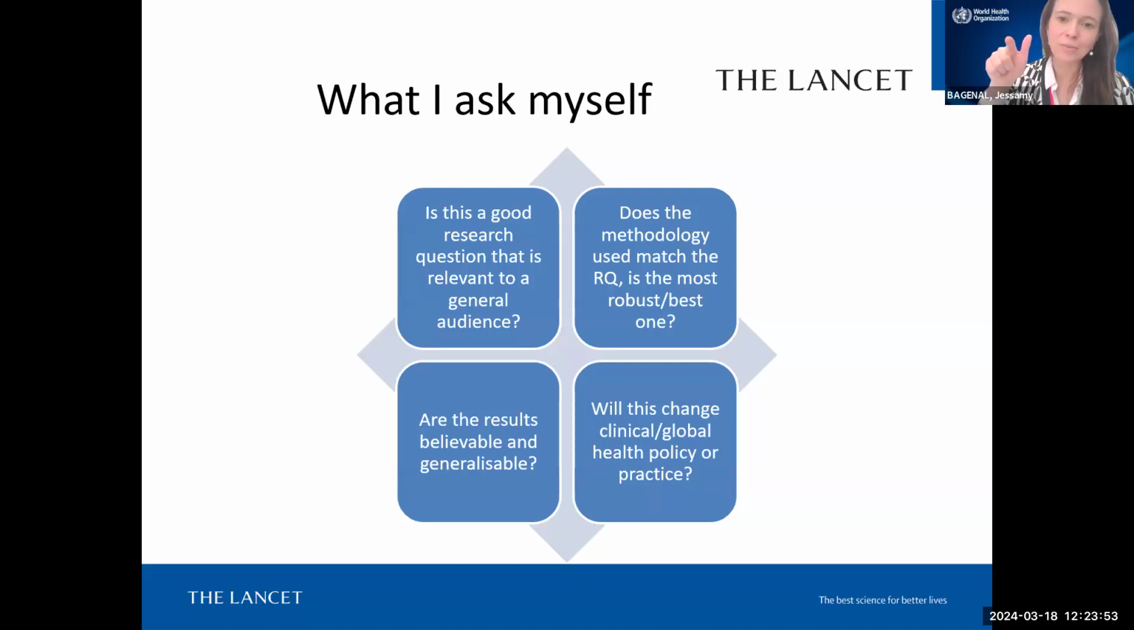The second question I ask myself is, does the methodology used match the research question? Is this the most robust, best evidence that we could get on this research question? So it doesn't necessarily have to be a randomized controlled trial. It could be a retrospective observational study. If there's no other evidence out there and it's a really crucial question and relevant to our audience, we would still consider it. Are the results believable and generalizable? This is something that's more and more important. And will this change clinical or global health policy or practice?